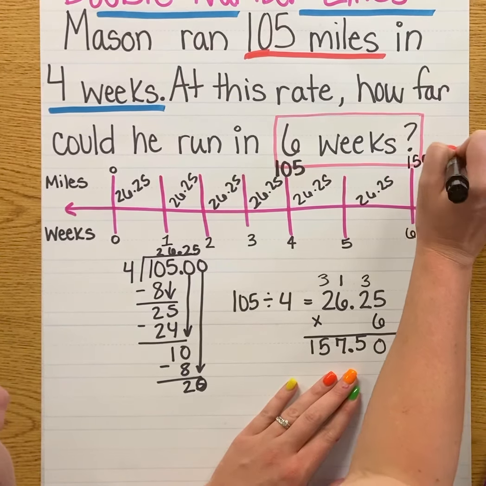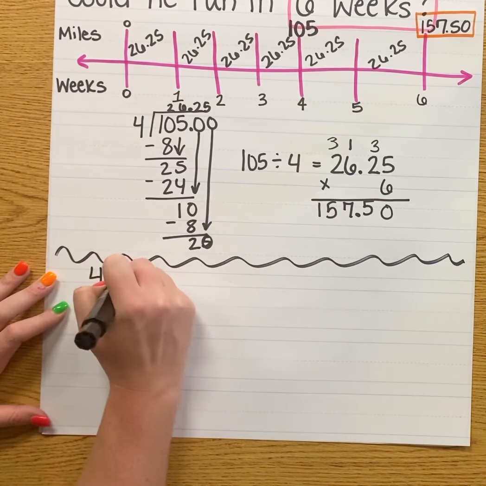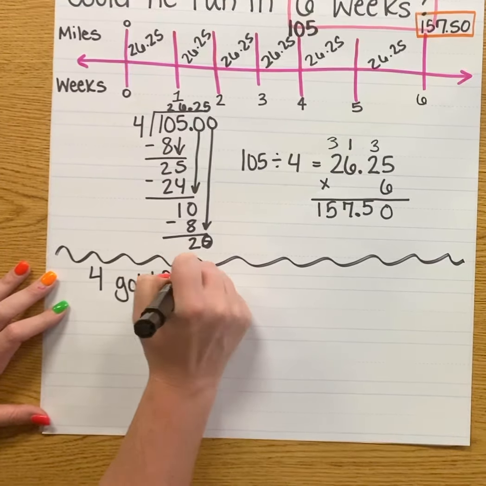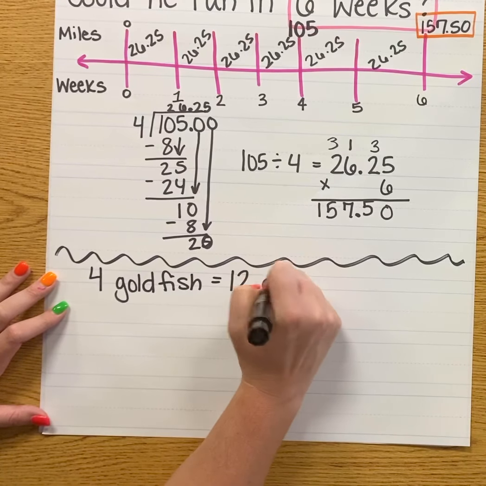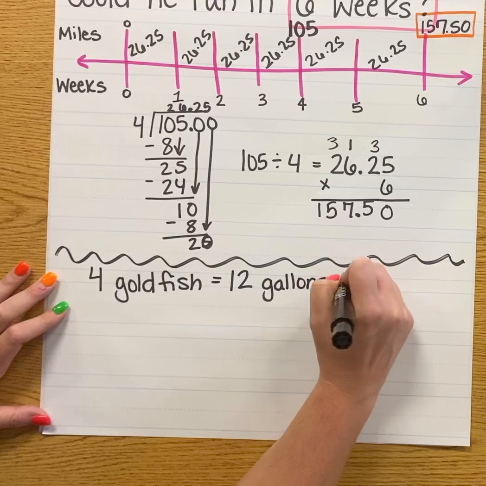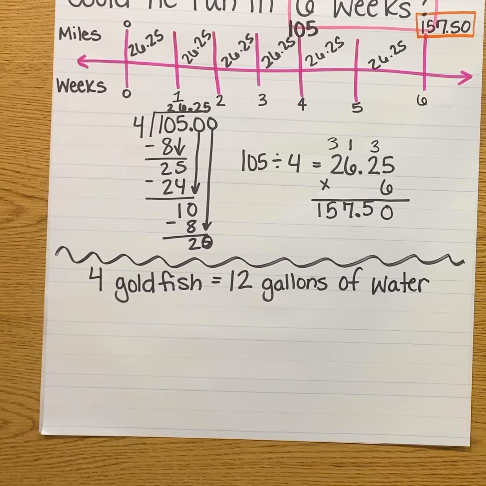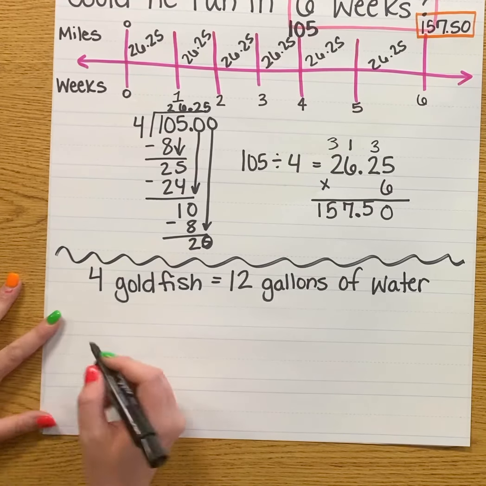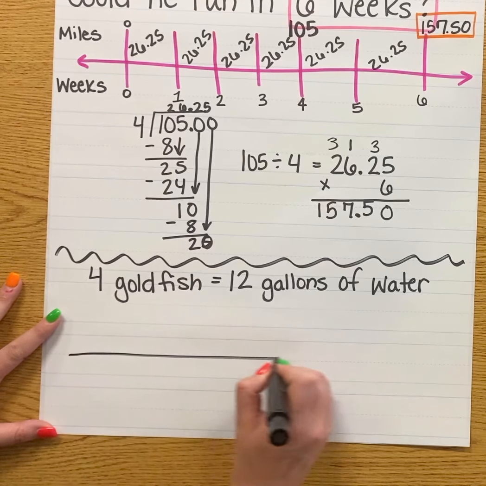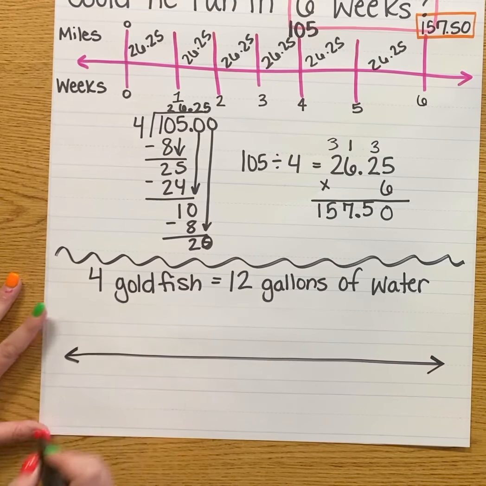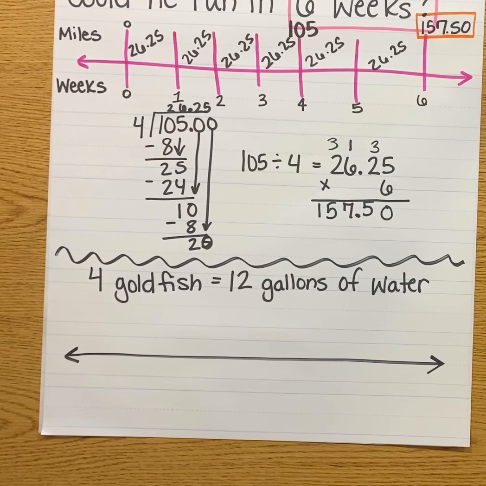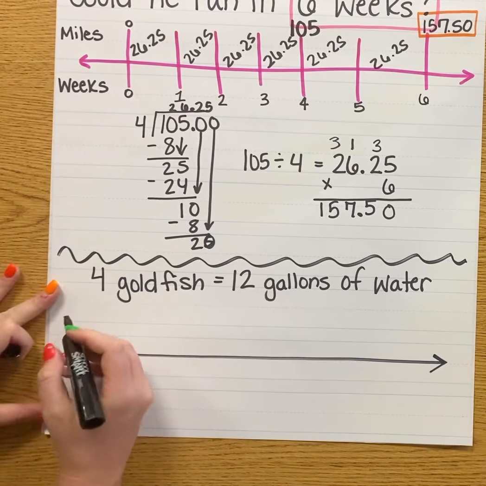So if 4 goldfish can live in 12 gallons of water, so 4 goldfish, 12 gallons of water. Okay, so I have 4 goldfish. They can live in 12 gallons of water. But now I want to figure out how many gallons I would need for 16 goldfish.